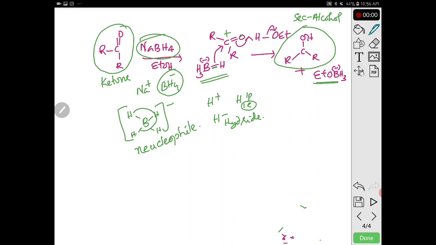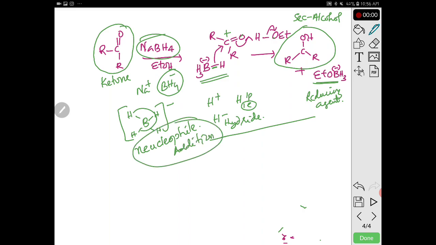And more interestingly, this is again a reducing agent. And we'll come across a point, that is, the reduction of the aldehyde or ketone by using sodium borohydride is operated by a nucleophilic addition mechanism. So let me recall a few more points.